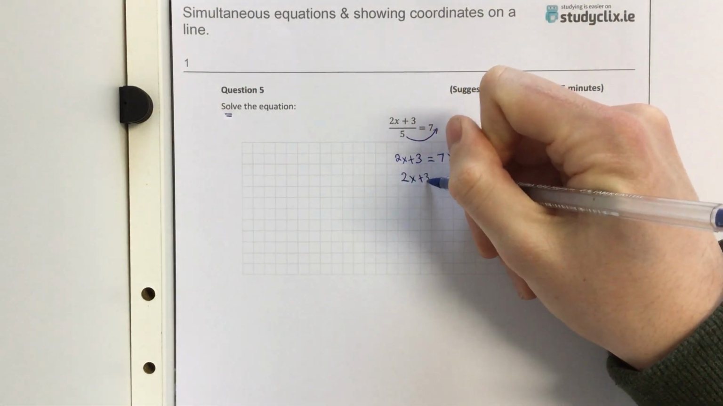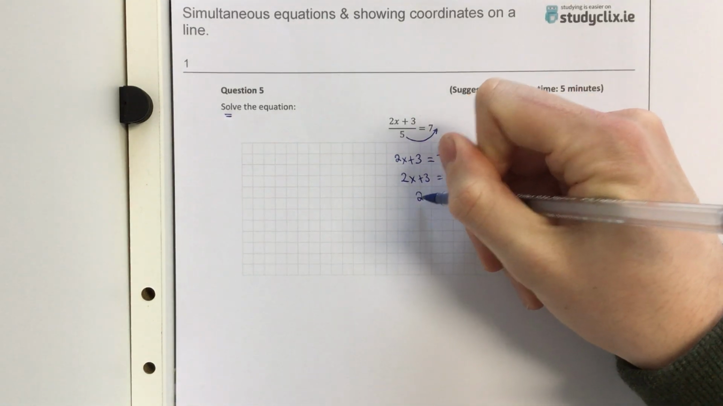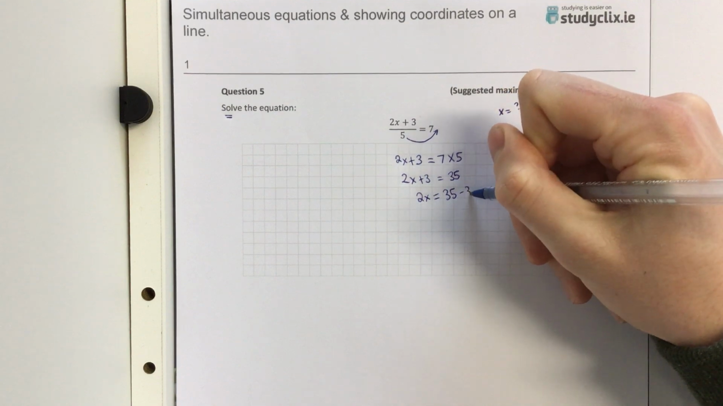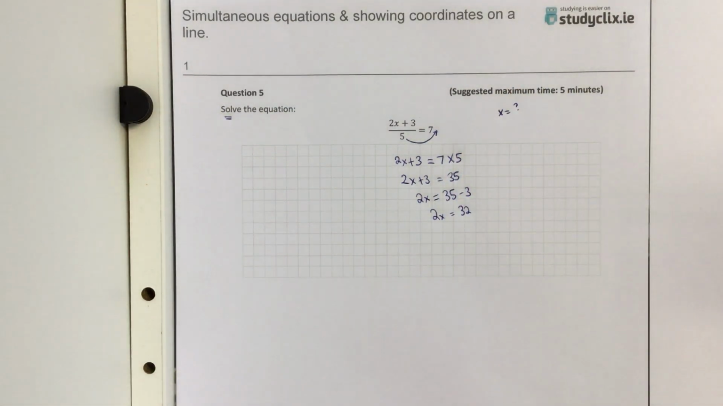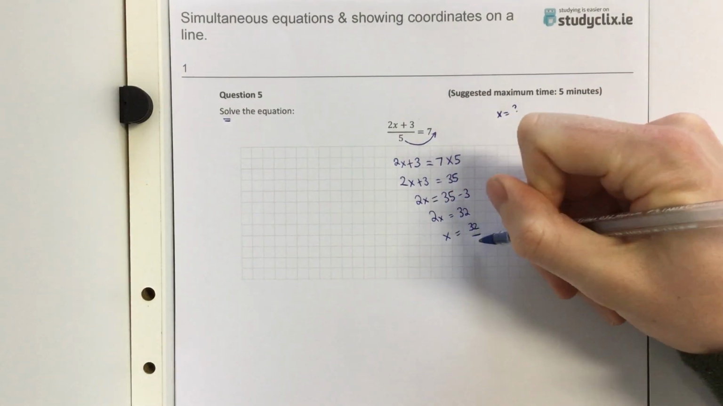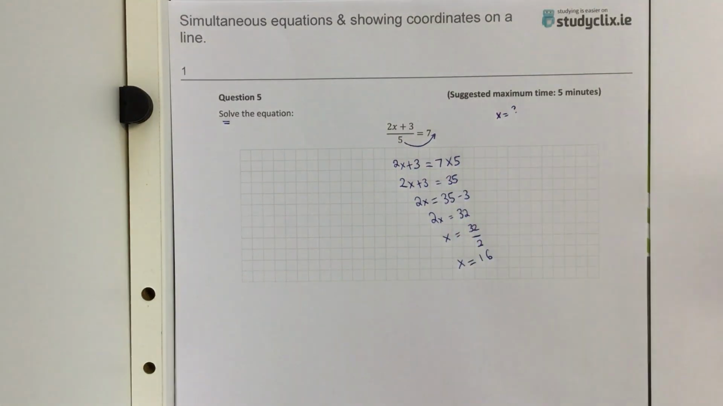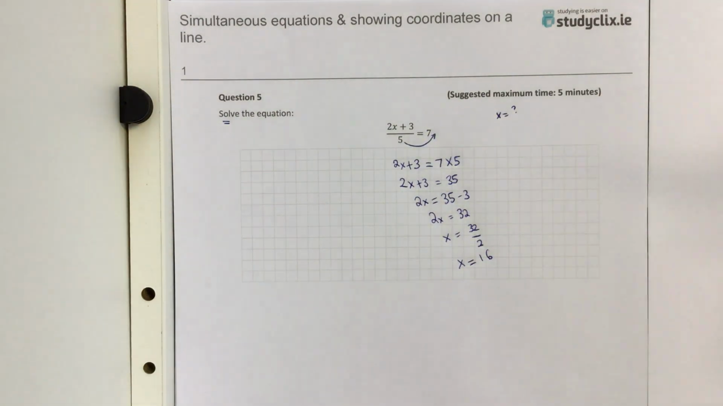2x plus 3 is equal to 35. 2x is equal to 35 minus 3. 2x equals 32. If two x's are worth 32, x is equal to 32 divided by 2. So therefore we get a value x is equal to 16. Okay. You will encounter these questions on your junior cert. You have to be able to solve them.